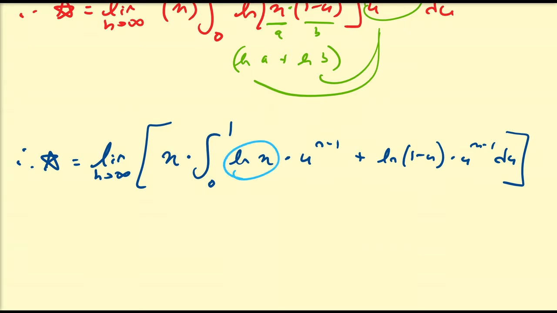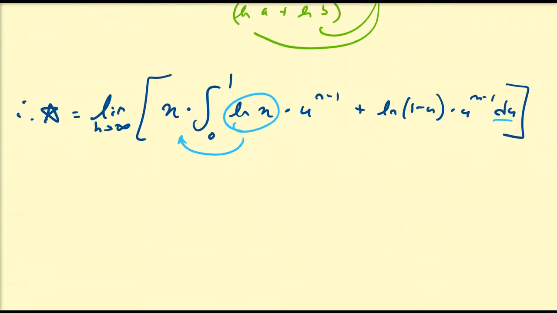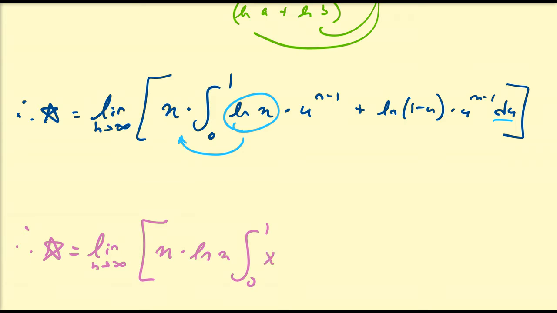So notice that this natural log of n is independent of u, so we can factor that out outside of this integral. So we have star is going to be equal to the limit as n goes to infinity of n times the natural log of n times the integral from 0 to 1 of x to the n minus 1 dx, so I'm going to switch u to x here.